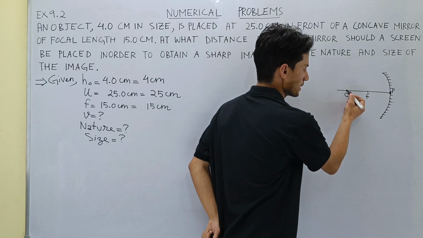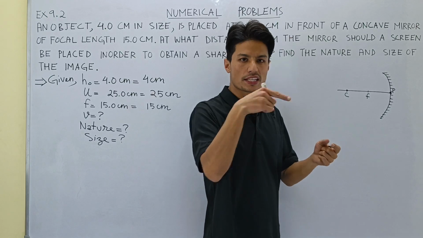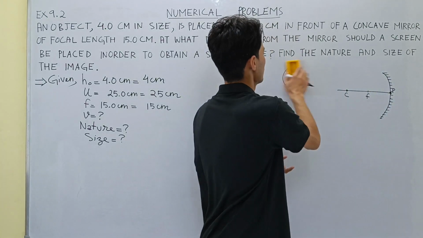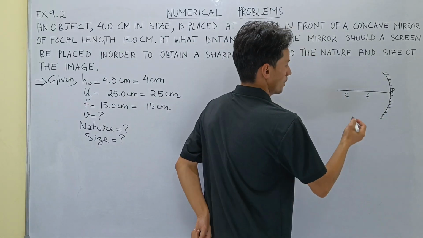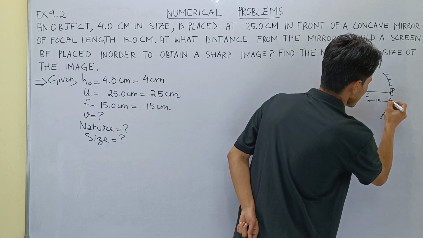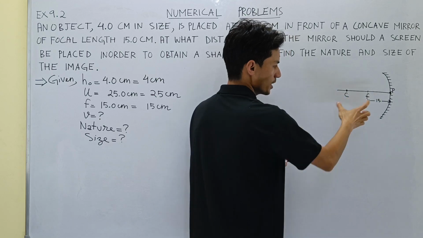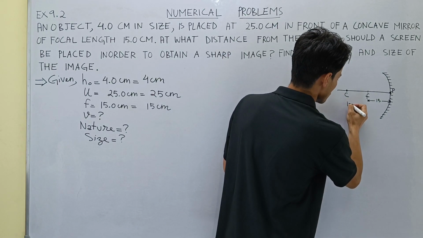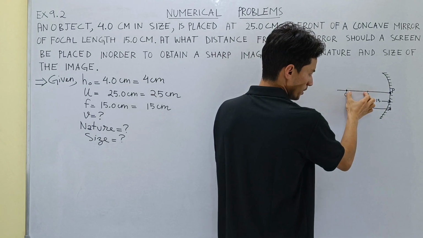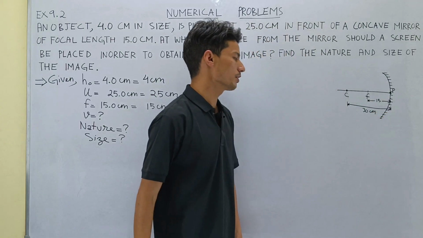Remember, the length of this line CP is known as the radius of curvature, because center of curvature is just a point in the center of the spherical mirror, isn't it? So remember that. Now this is 15 centimeter, so focal length is 15 centimeter, as given in the question. Since we know focal length, we can also find the length to the center of curvature. So let's find out how much this will be. This is 15, and this also is 15. So 15 plus 15 gives us 30 centimeters. That's how you can find out the center of curvature.